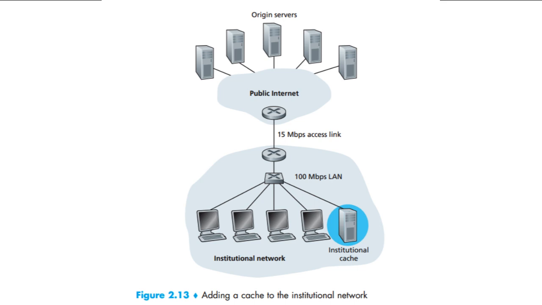Through the use of content distribution networks, web caches are increasingly playing an important role in the internet. A CDN company installs many geographically distributed caches throughout the internet, thereby localizing much of the traffic. There are shared CDNs and dedicated CDNs.